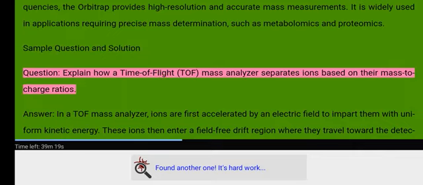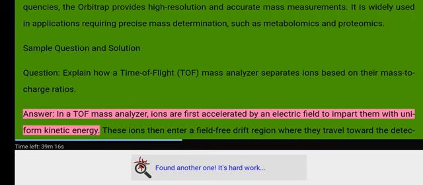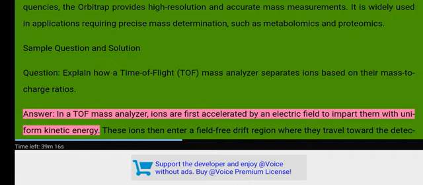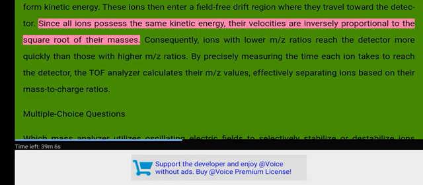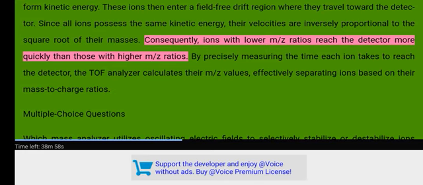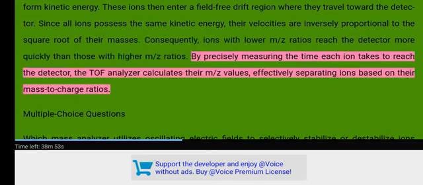Sample question and solution. Question: explain how a time-of-flight (TOF) mass analyzer separates ions based on their mass-to-charge ratios. Answer: in a TOF mass analyzer, ions are first accelerated by an electric field to impart them with uniform kinetic energy. These ions then enter a field-free drift region where they travel toward the detector. Since all ions possess the same kinetic energy, their velocities are inversely proportional to the square root of their masses. Consequently, ions with lower m/z ratios reach the detector more quickly than those with higher m/z ratios. By precisely measuring the time each ion takes to reach the detector, the TOF analyzer calculates their m/z values, effectively separating ions based on their mass-to-charge ratios.